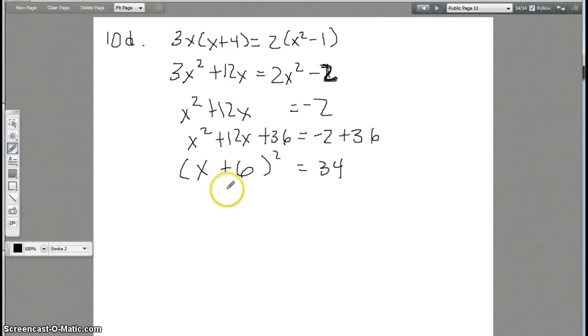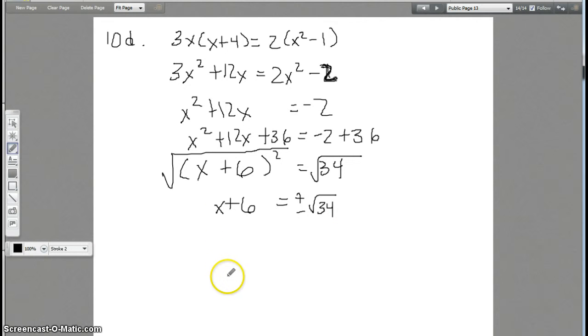We have our x inside of the square on the left side, so that means we can take the square root of both sides now. On our left side, we end up with x plus 6. On the right side, we have plus or minus the square root of 34. To get the x by itself, we need to subtract 6 from both sides. So we get x equals negative 6 plus or minus the square root of 34. And that's our final answer for number 10, part D. So this one is just like number 17.